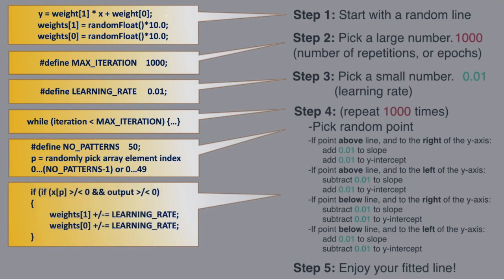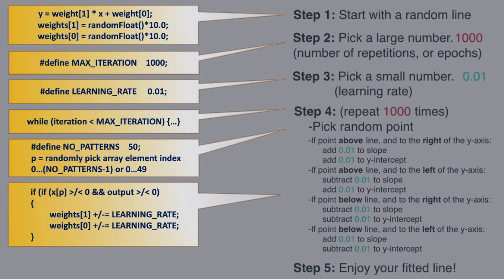The locations of points are determined by two factors. The first factor is whether a point is above or below the current line. It is captured by a variable called output. When output is greater than 0, the point is above the line. When output is less than 0, the point is below the line.